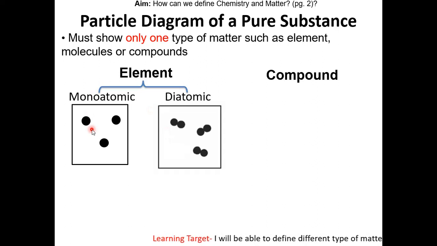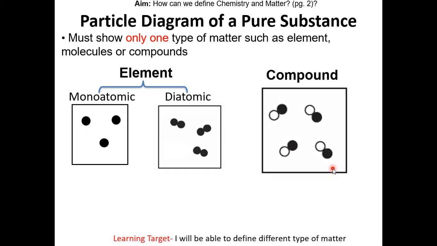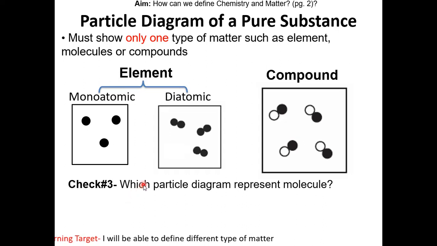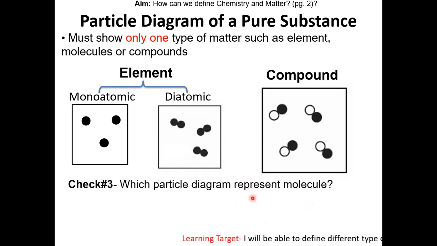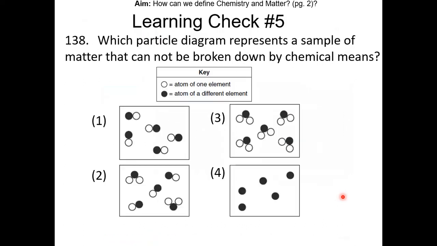Here's a monoatomic element and a diatomic element. Here's a particle diagram of a compound. Each of these particle diagrams is showing a pure substance. Check number 3. Which particle diagram represents a molecule? The particle diagram of the diatomic element and the compound represents a molecule because you have 2 atoms bonded together.